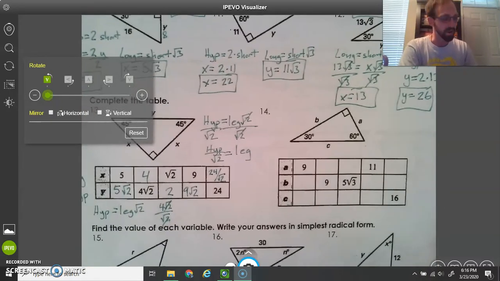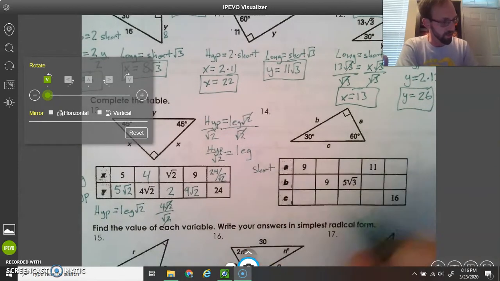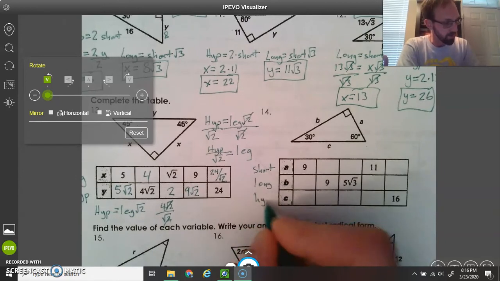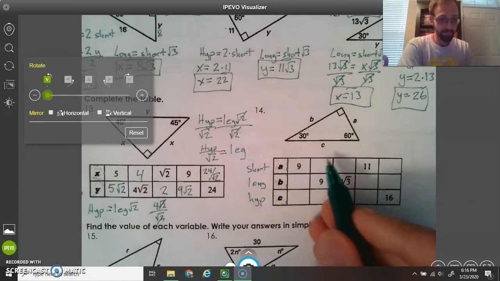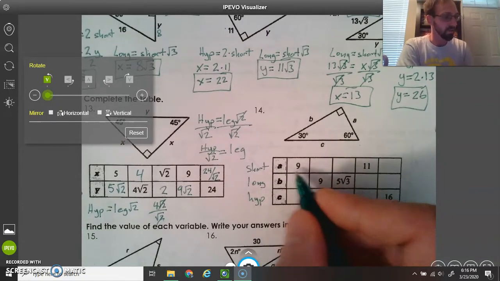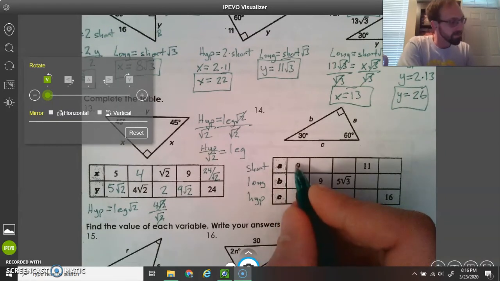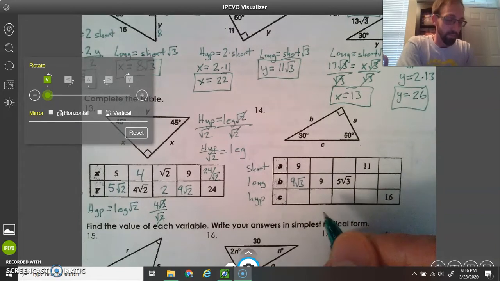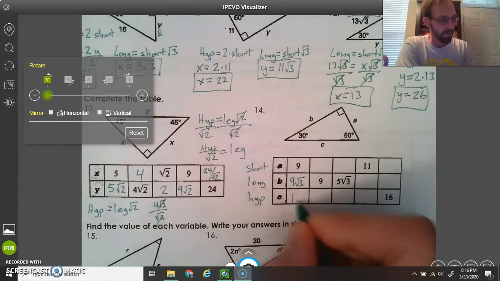With a 30, 60, 90 triangle, we're going to identify each of the sides first. So A is your short side, B is your long side, and C is the hypotenuse. To get the long side from the short side, we take the short side, which is 9, times square root of 3. To get the hypotenuse, we take the short side times 2, and we get 18.